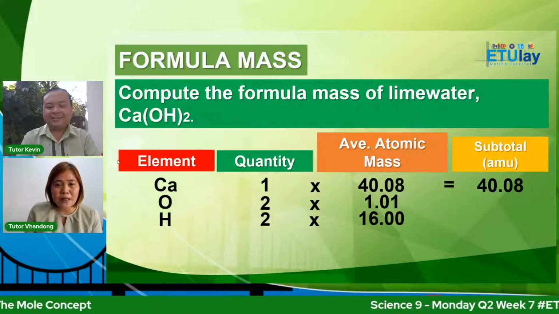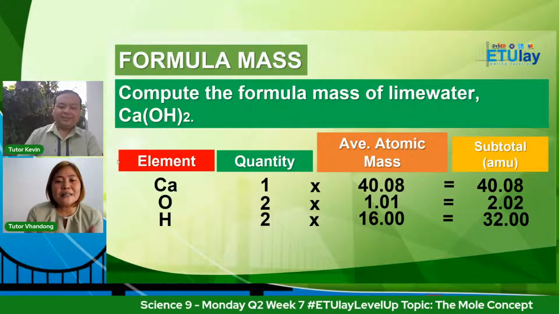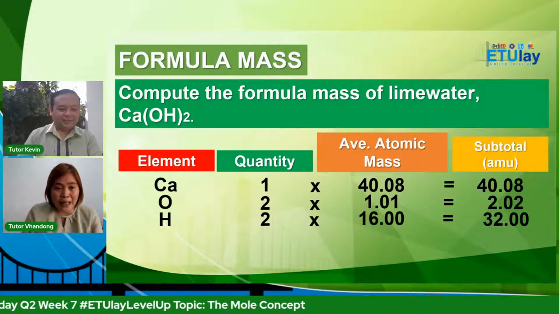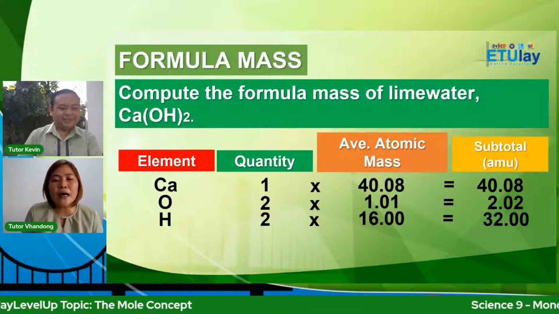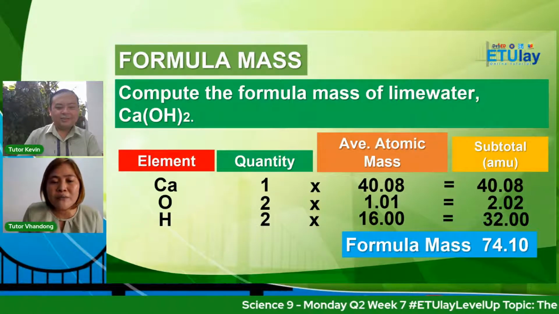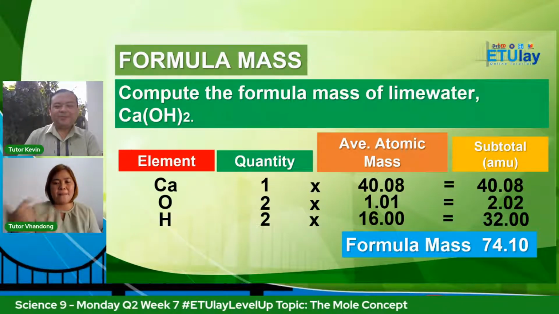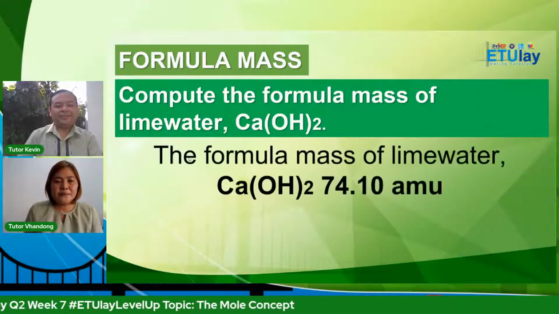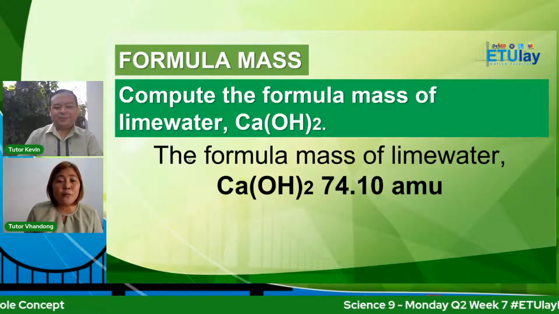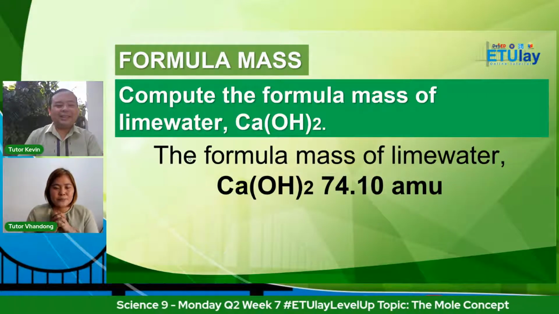So we have the subtotal, which is 40.08 for calcium. For oxygen, 16 times 2 is 32.00, and for hydrogen, it's 2.02. And so the mass for this calcium hydroxide, or lime water, is 74.10. So the formula mass of lime water is 74.10 atomic mass unit. Halos similar lang talaga sila, no?